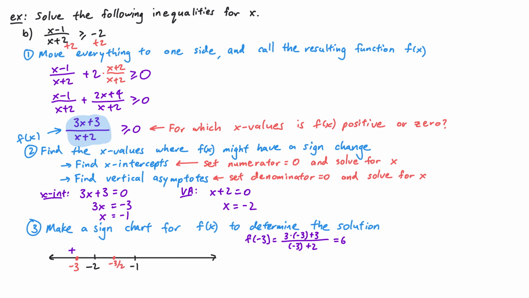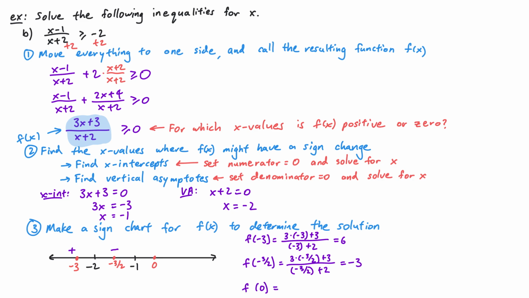Let's plug that into our function and see what the output is. f of negative 3 halves is going to be 3 times negative 3 halves plus 3 divided by negative 3 halves plus 2. When we evaluate this, we end up with negative 3. And that's a negative number, so on my sign chart, we're going to draw a minus sign above that interval. For our last interval, we want to pick an x value that's greater than negative 1. So we can pick something like x equals 0.